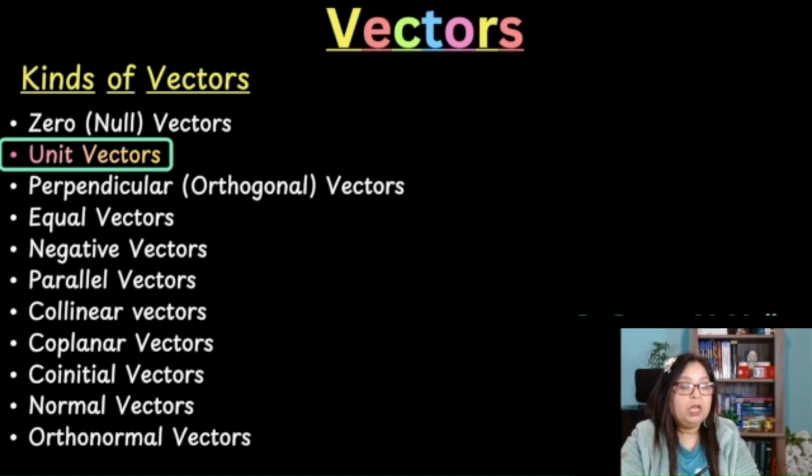Unit vectors. Now, unit here has a very specific meaning. A unit vector means a vector that has magnitude equal to 1. That's what unit means here.